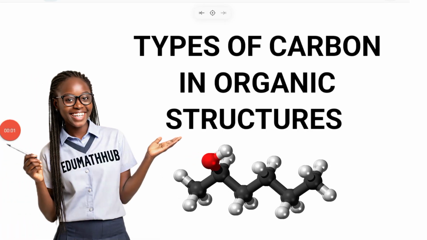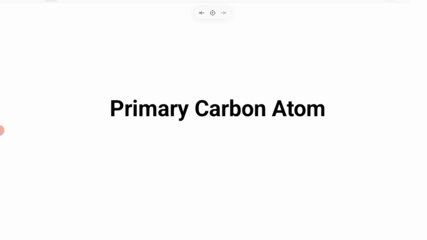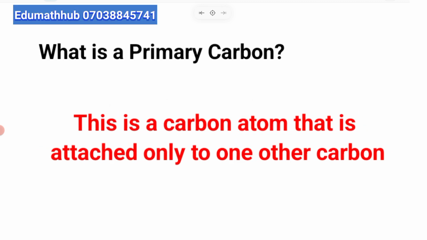What's up? In this short video, we're looking at the types of carbon in most organic carbon structures. So the first one we're looking at is primary carbon. So what's a primary carbon? A primary carbon is a carbon atom that is attached to only one other carbon atom. It is also called a 1 degree or 1st degree carbon atom.